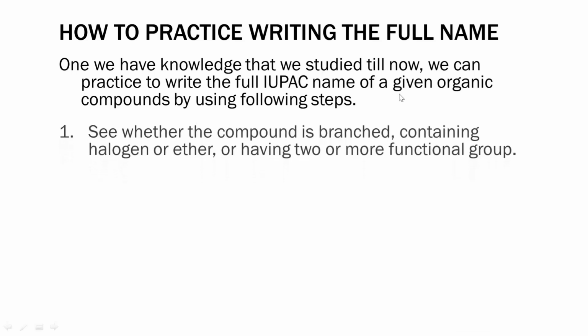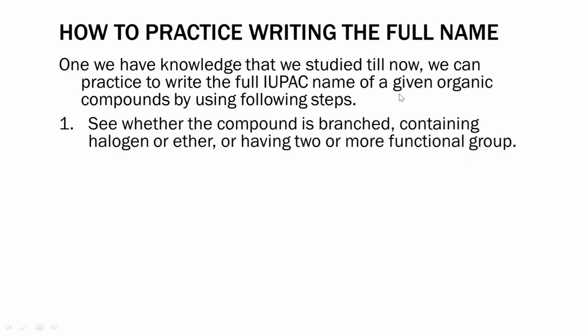The first step is we have to see whether the compound is branched, containing halogen or ether, or having 2 or more functional groups. So these 3 things are very important to notice whenever you first see the compound. Whether it is branched, whether it contains halogen or ether, or it contains 2 or more functional groups.